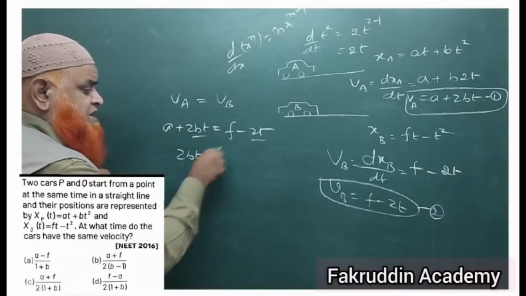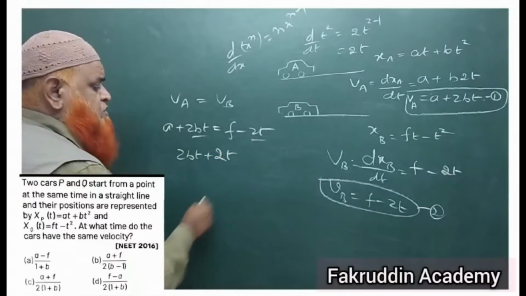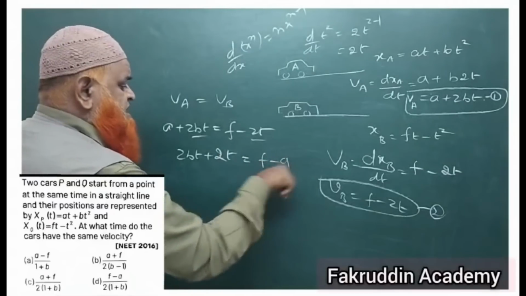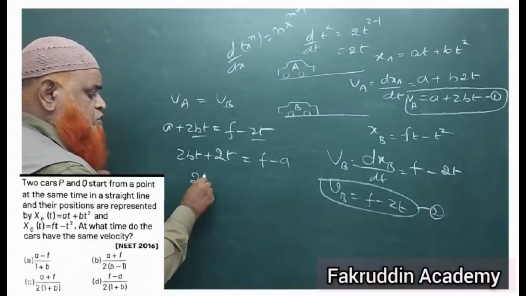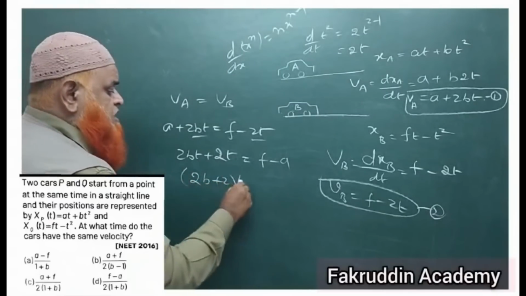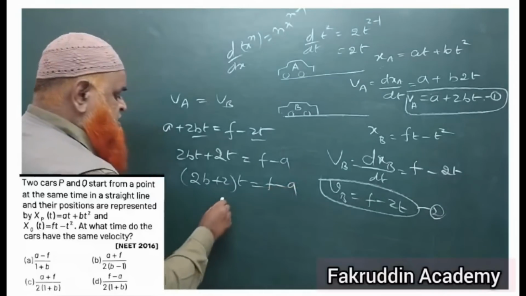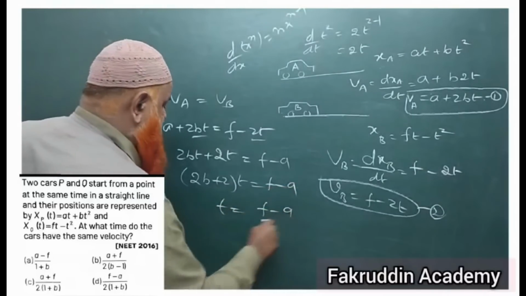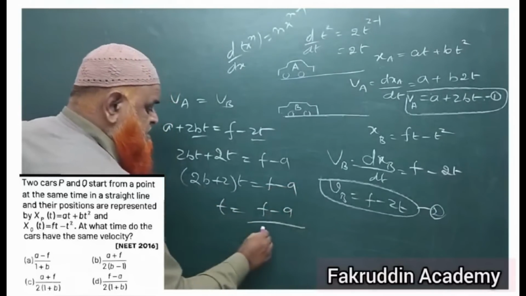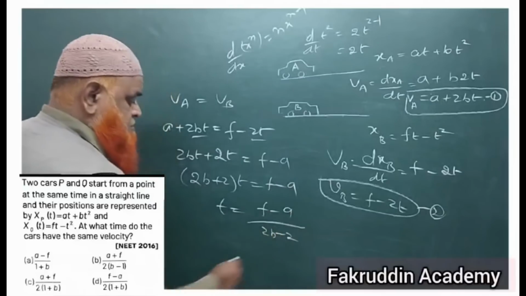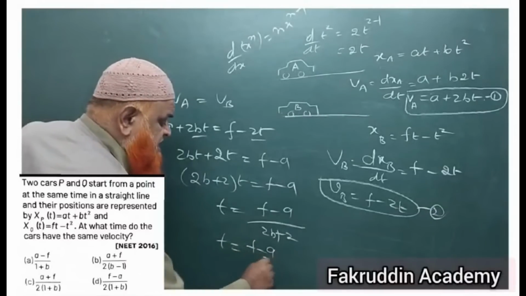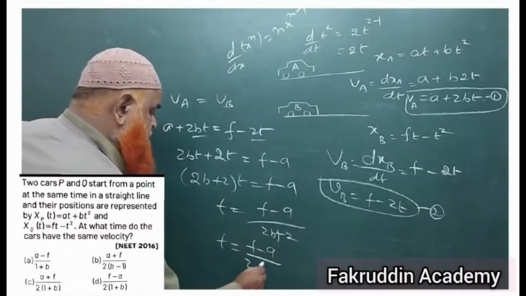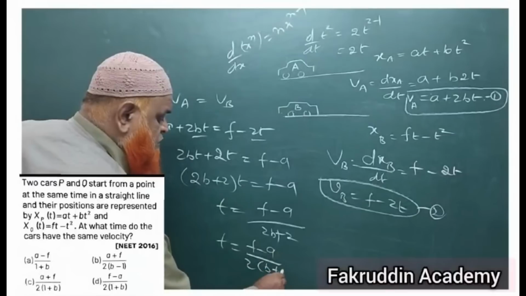2bt plus 2t, because this comes to the left side and becomes 2t, which is nothing but F minus A. Common out t here. So 2b plus 2 into t is equal to F minus A. Therefore t is equal to F minus A by 2b plus 2, sorry. So you can write t is equal to F minus A by 2, if you common out, you get b plus 1.